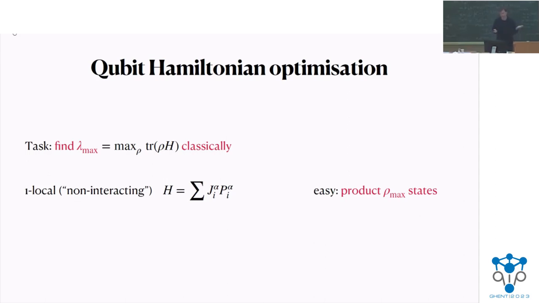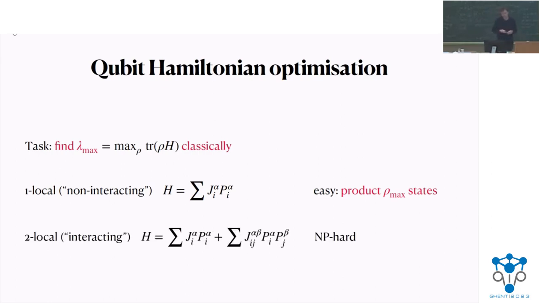The most trivial case is single-qubit Hamiltonians, one-local. They are non-interacting. It's a very easy problem, right? All the eigenstates are product states, in particular the ground state. Very easy to find. Fantastic. So two-local Hamiltonians are already hard, and they are NP-hard to solve in this sense.